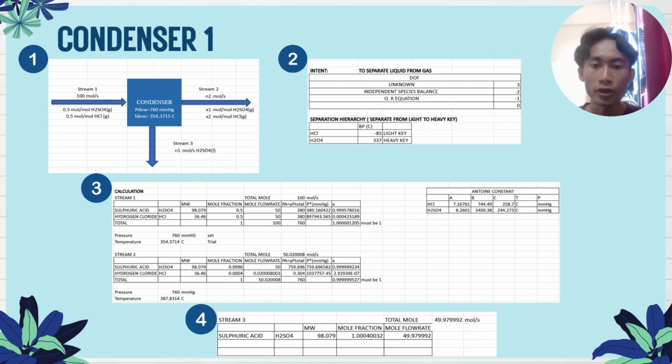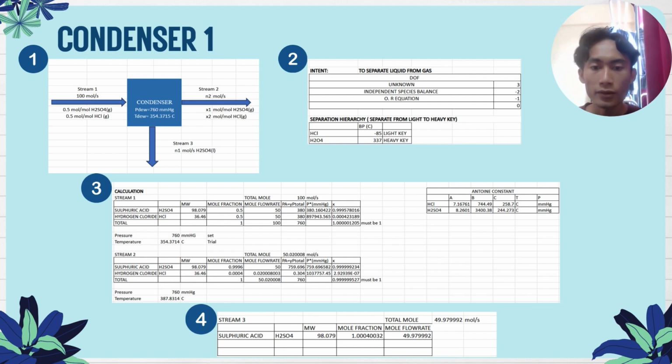In stream 1, we have a total of 100 moles per second, and the mole flow rate is just the mole fraction times the mole feed. So how do we get the partial pressure? Partial pressure equals mole fraction times P total, which we said is 760 millimeters of mercury. So we get the value, and then for the pressure at a certain temperature, we use the Raoult's law formula.